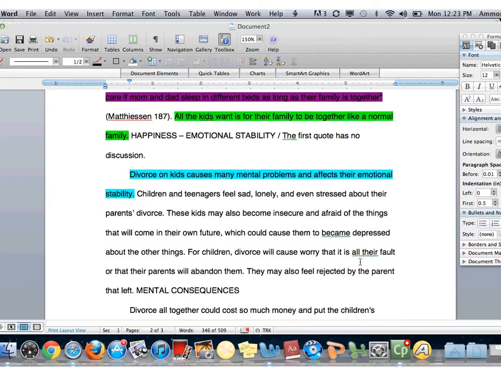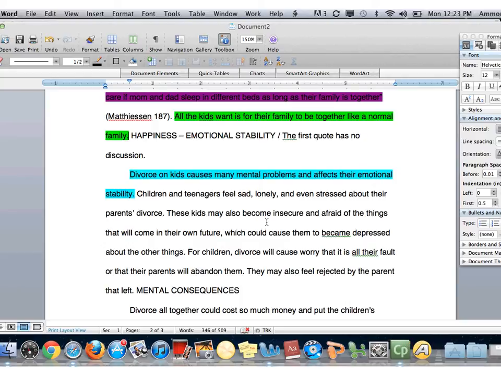Okay, now we have a topic sentence and we have no evidence in this. We have claims and claims. Children and teenagers feel sad, lonely, and even stressed about their parents' divorce. Says who? These kids may also become insecure and afraid of things that will come in their own future, which could cause them to become depressed about other things. How do I know that's true? For children, divorce will cause worry that it is all their fault or that their parents will abandon them.